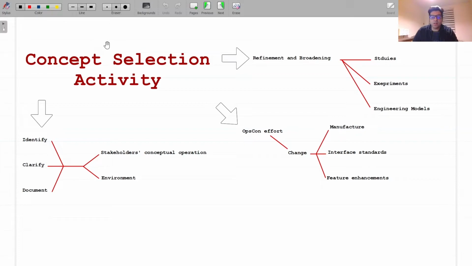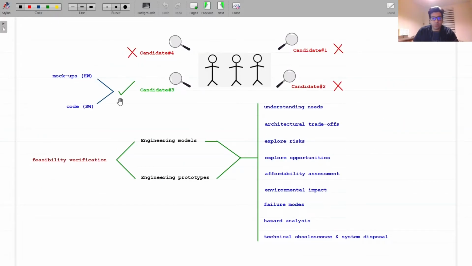The operational concept or OPSCON effort should be undertaken to include any changes caused by changes in the manufacture, process, or materials, changes in interface standards, or new feature enhancements being added that can drive various aspects of concept selection of the system. During the concept stage, the team begins in-depth studies that evaluate multiple candidate concepts and eventually provide a substantiated justification for the system concept that is selected.